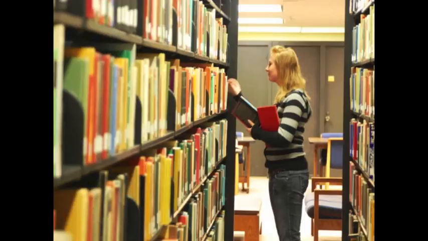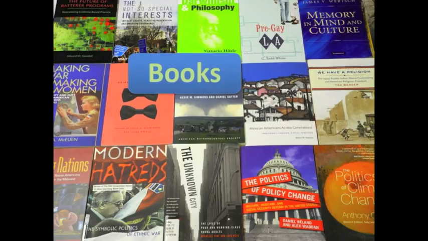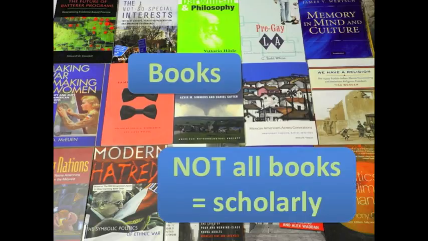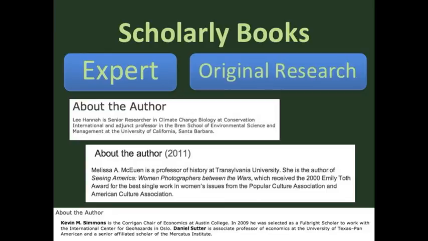Besides peer-reviewed journal articles, another type of scholarly source is books. But be careful, not all books are scholarly. Again, you want to look for something written by an expert that is based on original research.